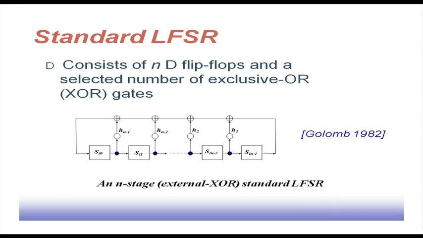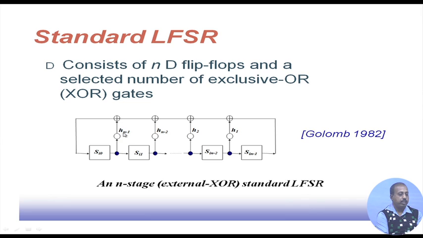One standard LFSR was proposed by Golomb in 1982. It consists of n D flip flops and a selected number of exclusive OR gates. This is an n stage external XOR LFSR, because the XOR gates are external to the cells. These are I0, I1, and these are the flip flops that we have. The H values are actually switches, deciding whether the output goes to the XOR gate or not. That is controlled by H.